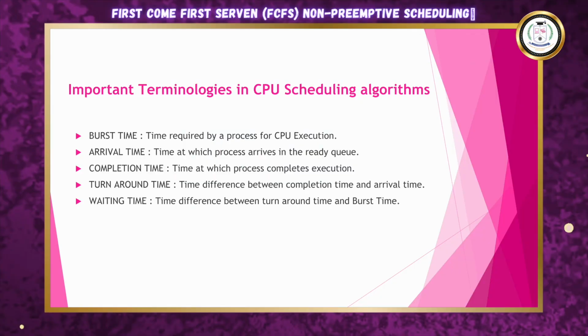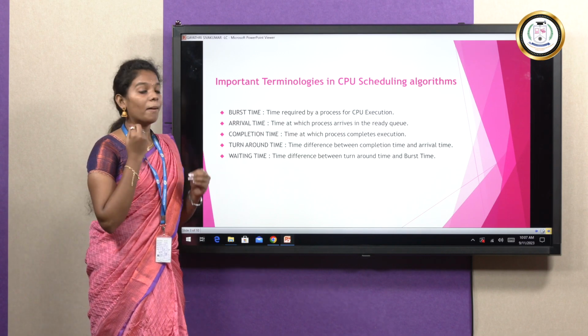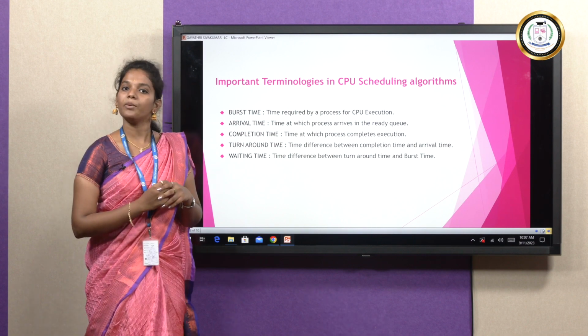And the last important term is waiting time. Waiting time is the time difference between the turnaround time and the burst time. That is, turnaround time minus burst time is the waiting time.